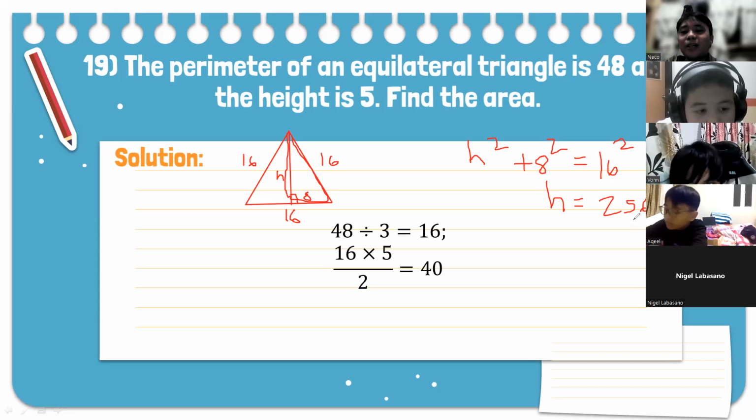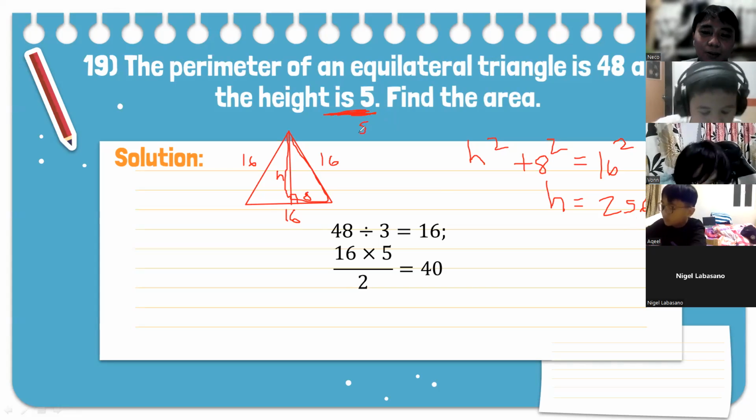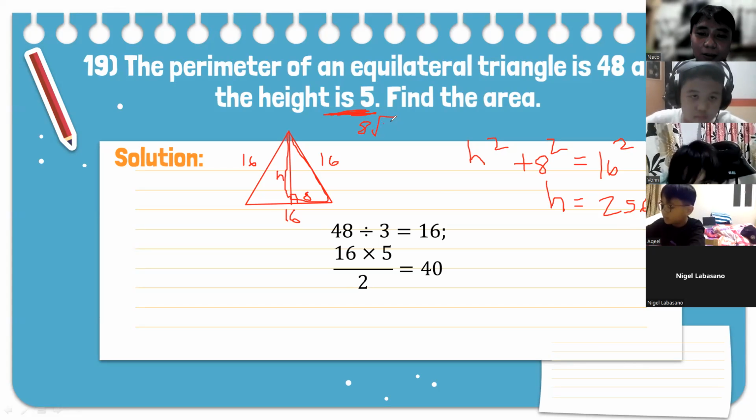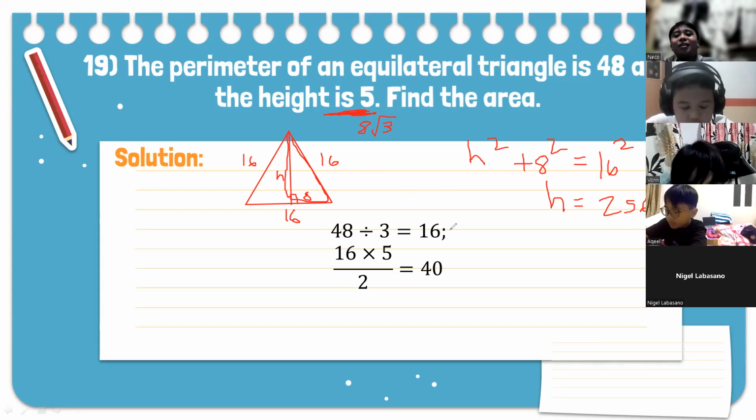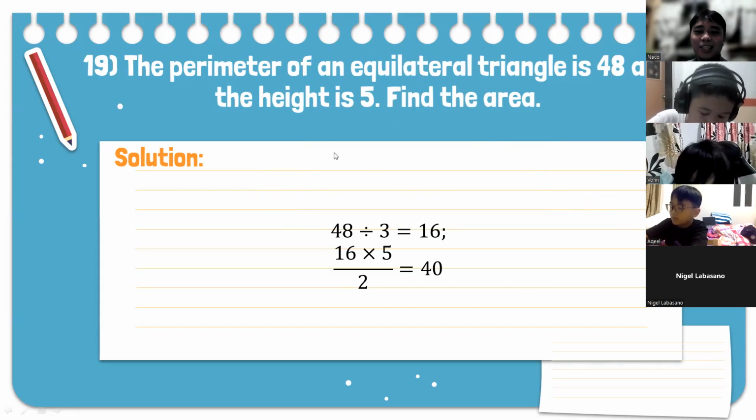How much is this? See, it's not a perfect square. 192 po. Which I'm wondering where did they get it? 8 square root of 3 po. Yeah, 8 square root of 3. So the height should have been 8 square root of 3. See, it's very different. Find the area.